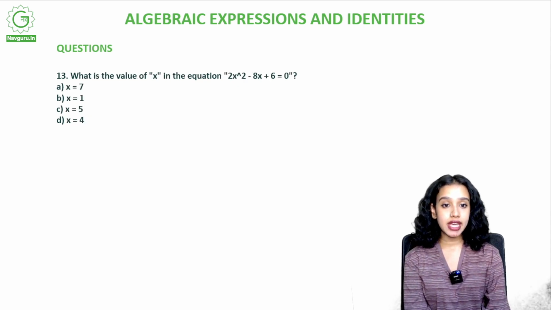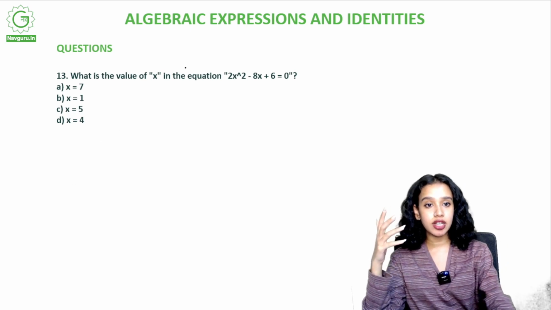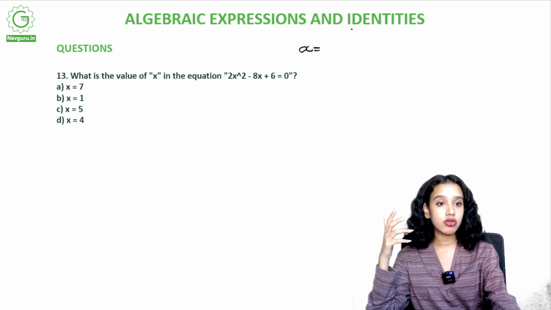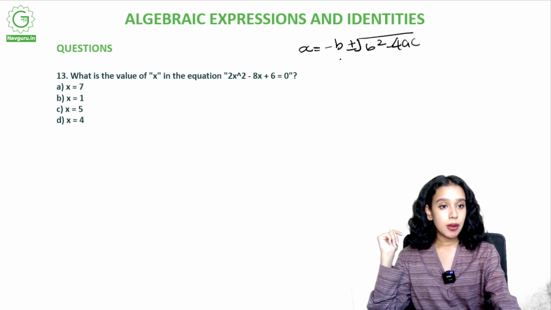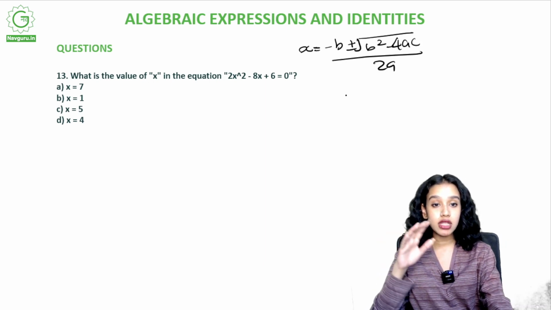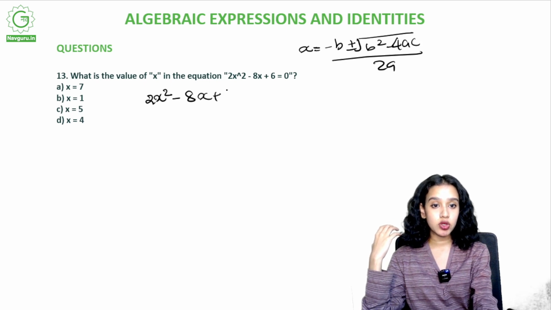What is the value of x in the equation 2x square minus 8x plus 6 is equal to 0? So, there are two ways of doing this. Either we could find the roots by using the formula x is equal to minus b plus or minus root of b square minus 4ac by 2a, which we all know. Otherwise, there is a simpler way where you have 2x square minus 8x plus 6 is equal to 0, right?